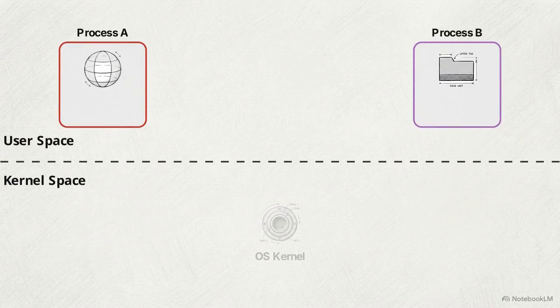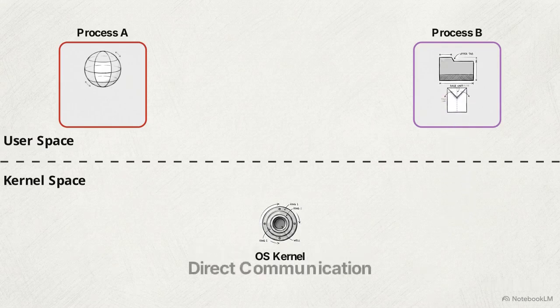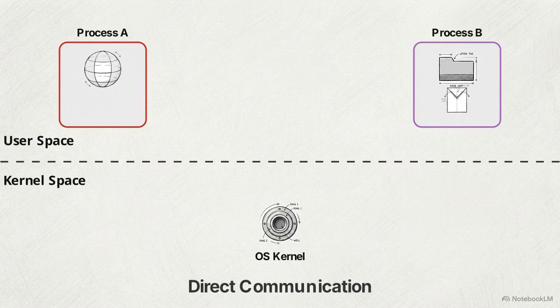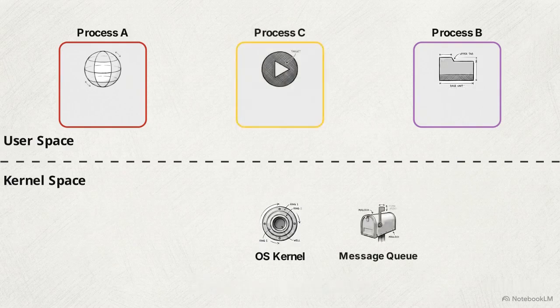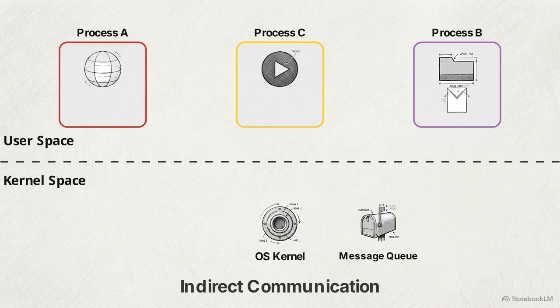The second architecture is message passing, where processes communicate by packaging data into discrete messages. When Process A shares data, it hands a message directly to the operating system. The kernel takes custody, routes it safely through its secure memory, and pushes the packet up into Process B's isolated space. This routing can happen through direct communication, where a message is sent explicitly to one specific process, or indirect communication, where the kernel holds the message in a queue or mailbox for any authorized process to retrieve.